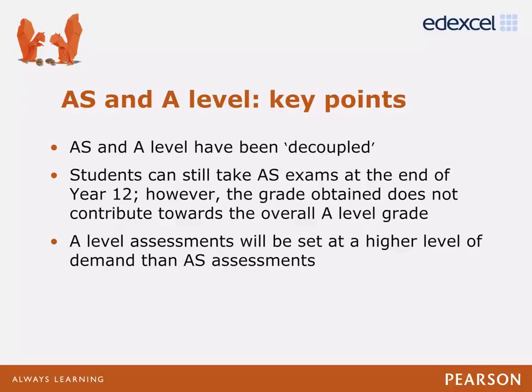First, here is a summary of the regulatory changes to AS and A-Level from 2015. AS and A-Levels have been decoupled, which means that the AS qualification will no longer count towards the A-Level grade. Students can still take AS assessments and progress to A-Level, but they will need to sit all 3 A-Level papers at the end of the course to achieve an A-Level grade. We've designed our specification to be co-teachable, so you can continue to offer your students an AS qualification and enable them to progress to the full A-Level.